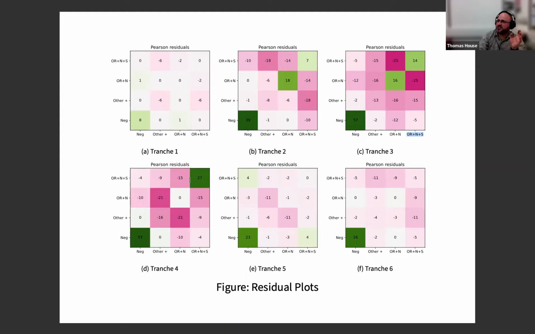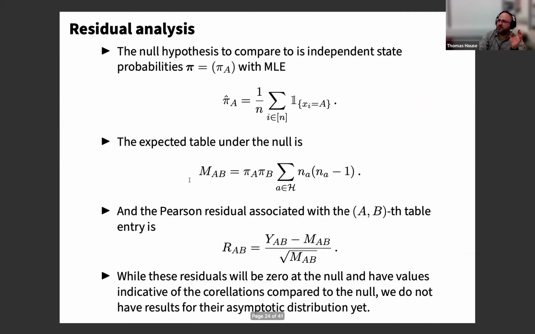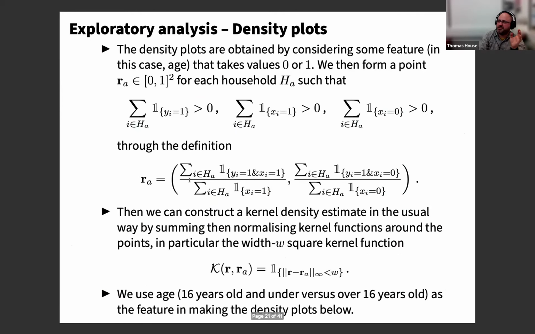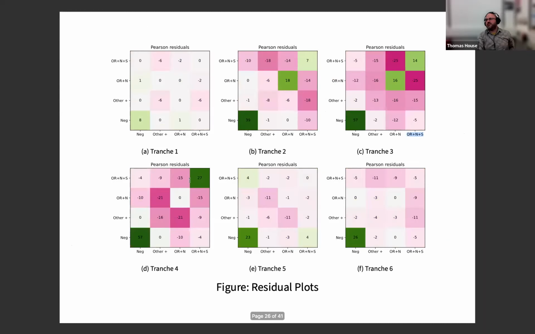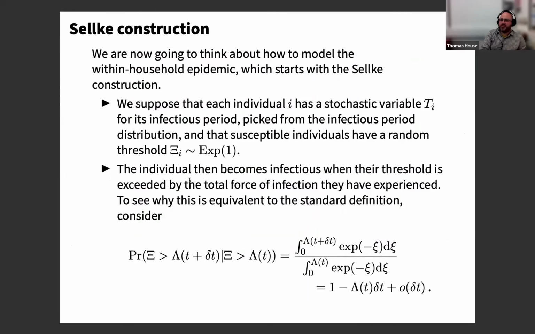So these are all a bit fiddly, but they're ways of making sure that the model isn't overdoing things, in this exploratory-ish analysis, right?